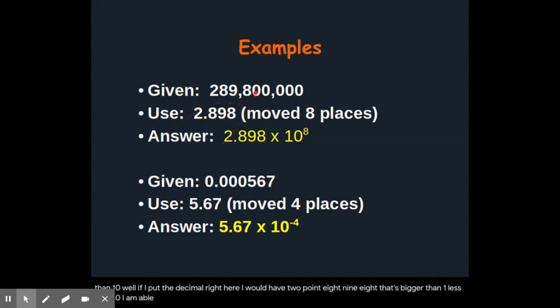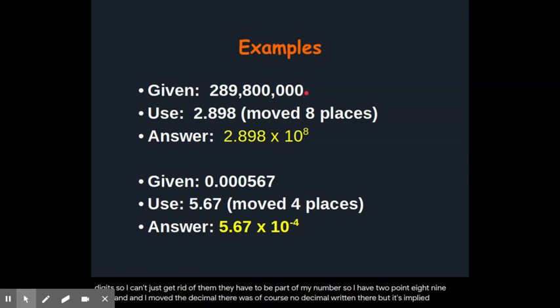That's bigger than 1, less than 10. I am able to drop these zeros because they are not significant numbers. They are not measured numbers. They're only placeholders. I have to keep these digits because they are measured significant digits. So I can't just get rid of them. They have to be part of my number. So I have 2.898, and I moved the decimal.